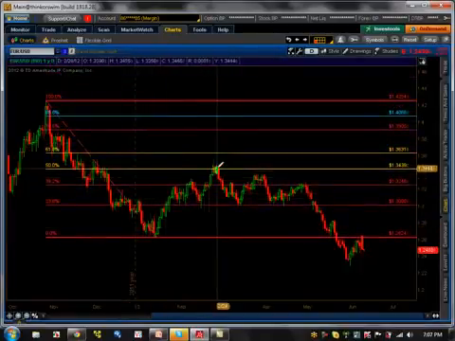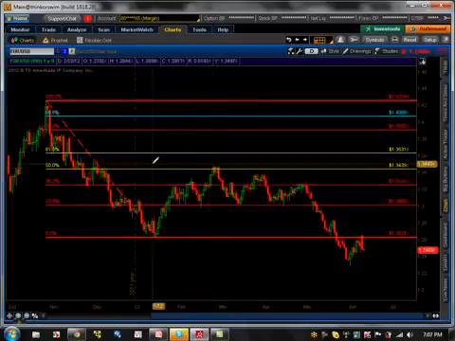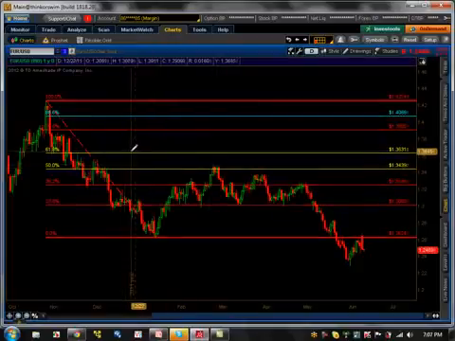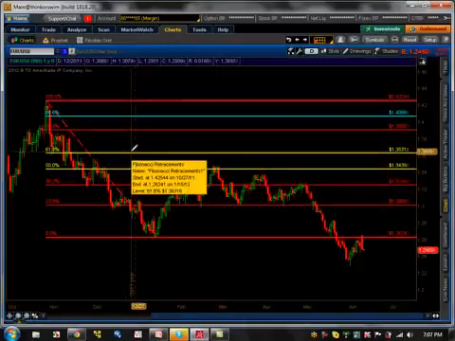This gives me exactly where I can enter. I can enter on a 50% retracement or the 61.8, betting on it going down. This is where the profit level will stop, all the profit taking. You guys clear? Yes? You had a question?